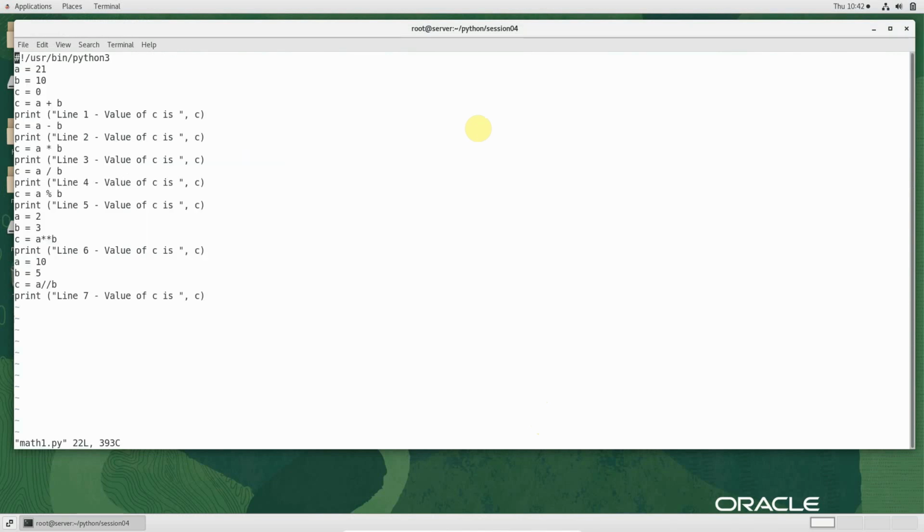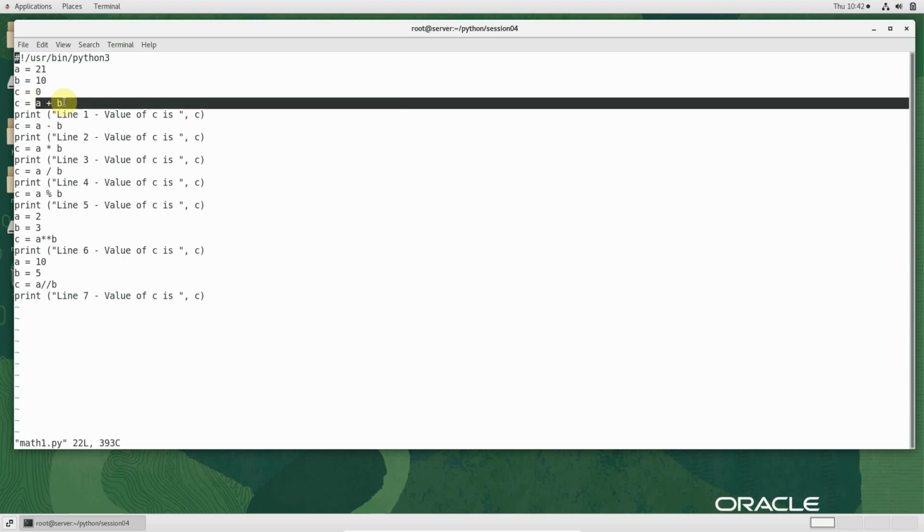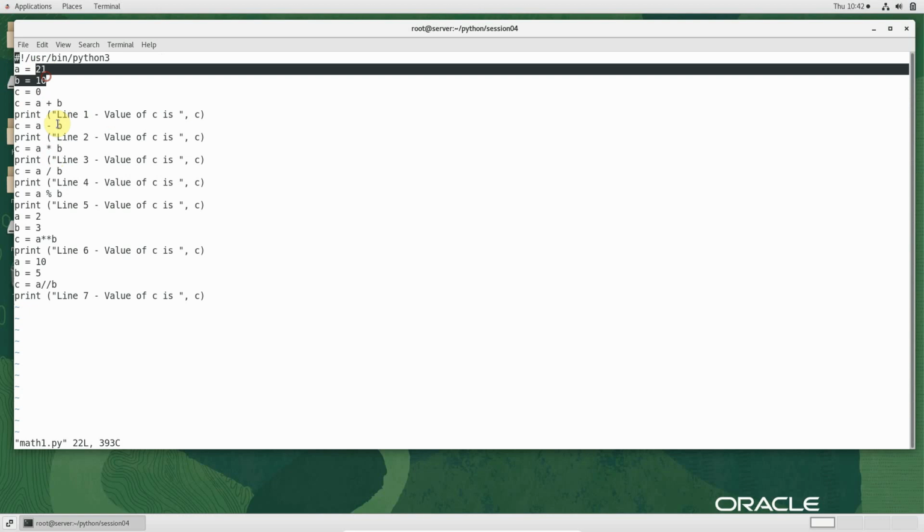What is there in math 1? This takes some values: a equals 21, b equals 10, c equals 0, and c equals a plus b. Print line 1, value of c is c. So what do you think, what will be the c? Value of c will be 31. Quite simple, because c is a plus b.